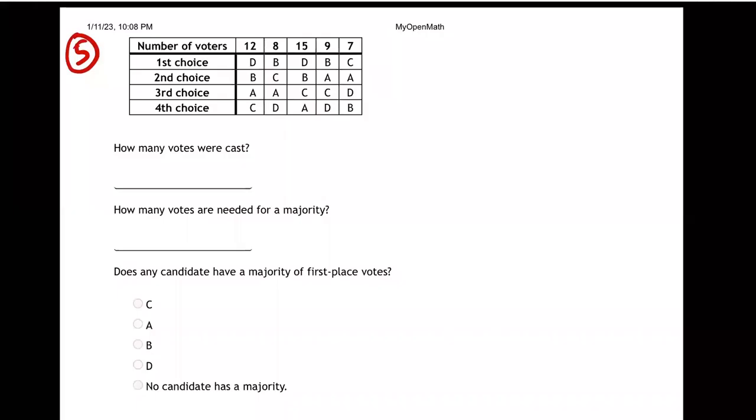On this question, they're asking us how many votes were cast. So that's right across the top. Those are the total number of votes. So 12 plus 8 plus 15 plus 9 plus 7. If you add that up on my calculator, I'm getting 51. Okay. Next question.